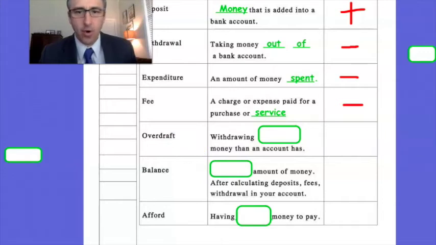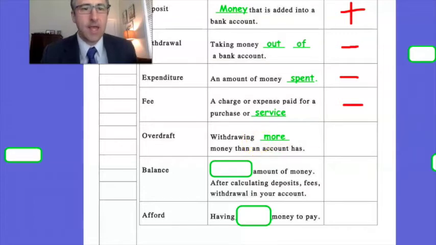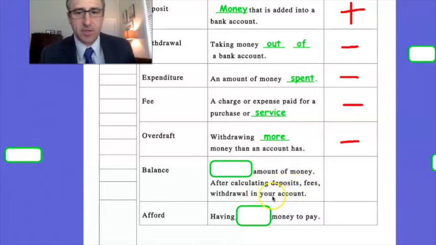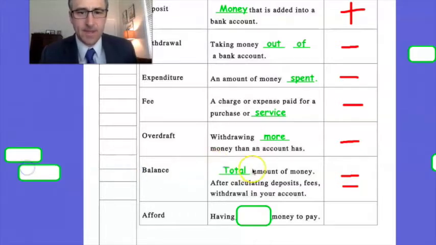Overdraft. Overdraft is withdrawing more money than an account has. And a lot of times overdraft means that there's a fee. Balance is the total amount of money after calculating deposits, fees, withdrawals in your account. Balance is not an operation, but there is a symbol that goes with it. Balance means equals because it's the total amount of money, the equal amount of money.